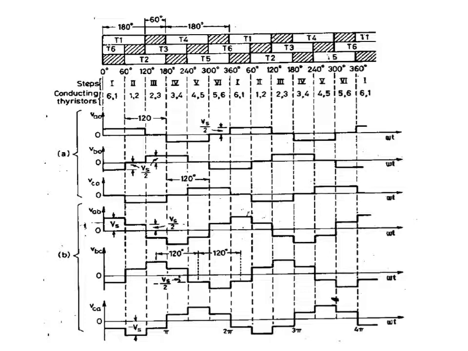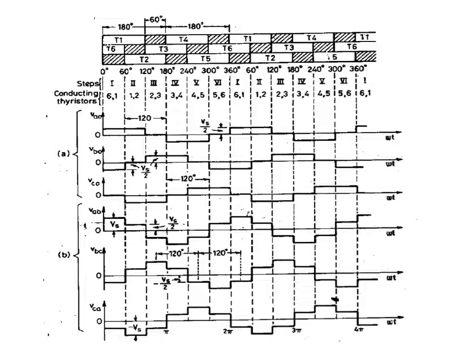At omega t equal to 300 degrees, T6 is turned on, it conducts for 120 degrees and then a 60-degree interval elapses after which T3 is turned on again. The third row is also completely similar. So this table shows that T6, T1 should be gated for step 1, T1, T2 for step 2, T2, T3 for step 3 and so on.